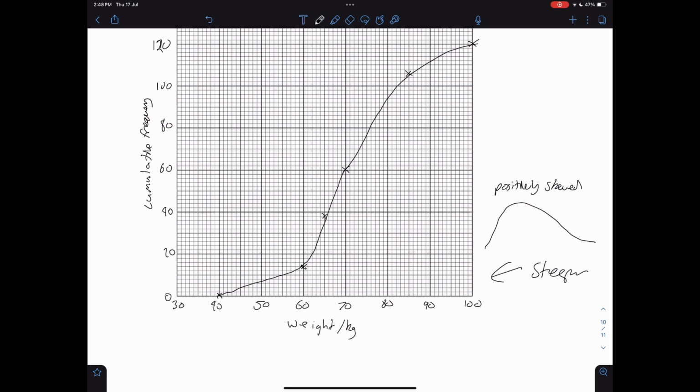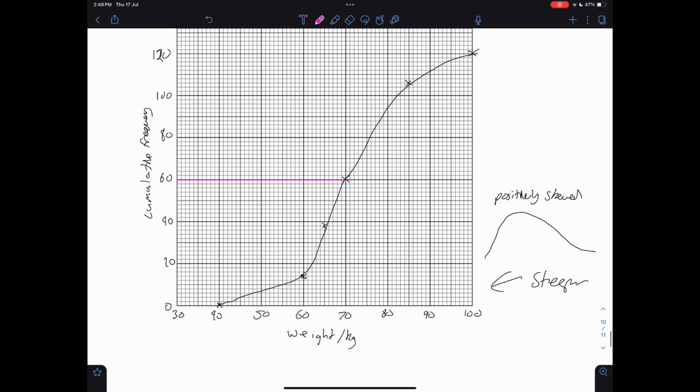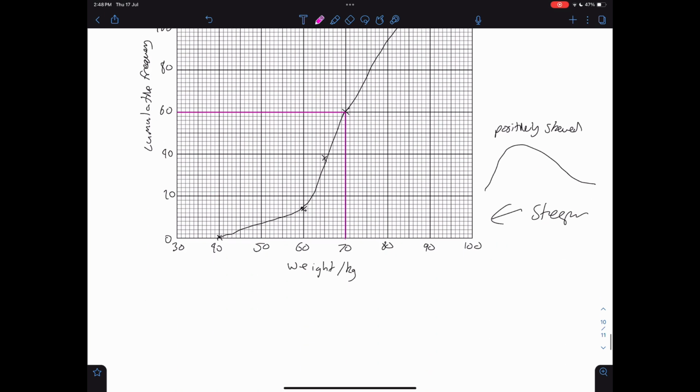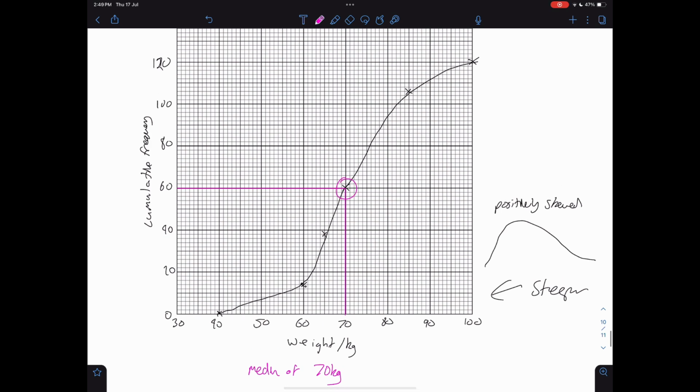So we can estimate the median, for example. I'll just get out a different colour, make it easy to see. We rule from 60, which is half of 120, and we go down. Actually, in here, our median happens to be exact because it is a plotted point.